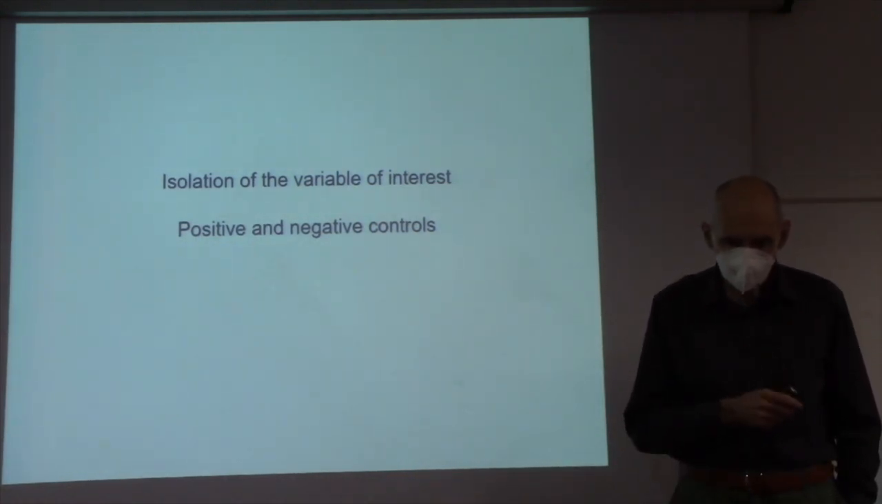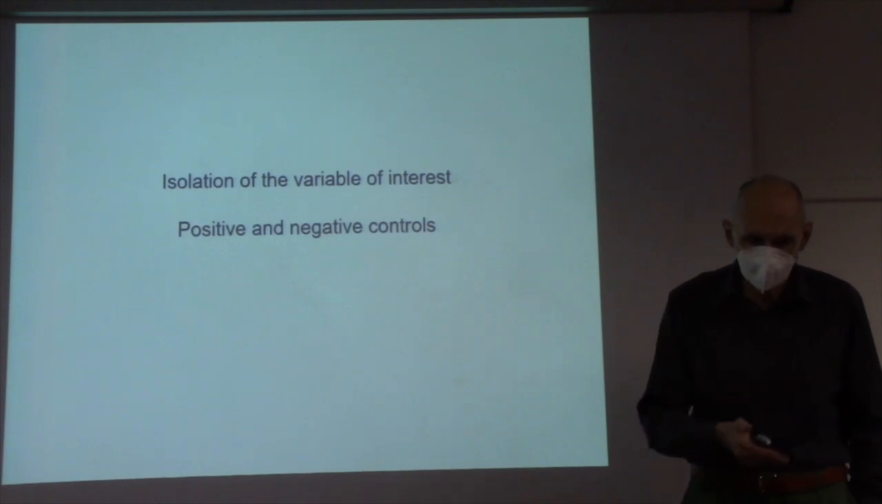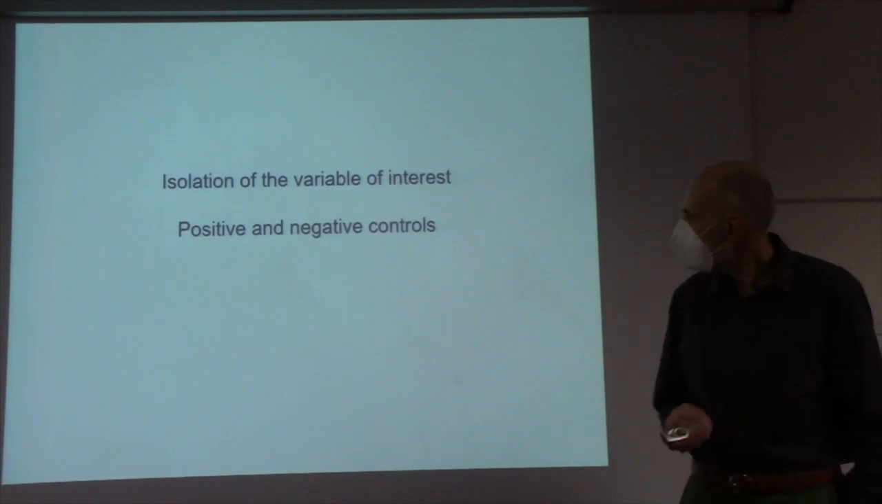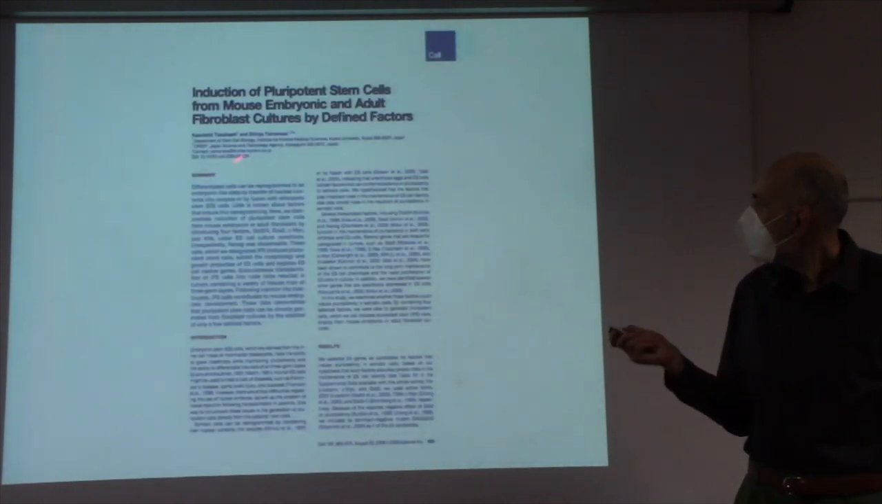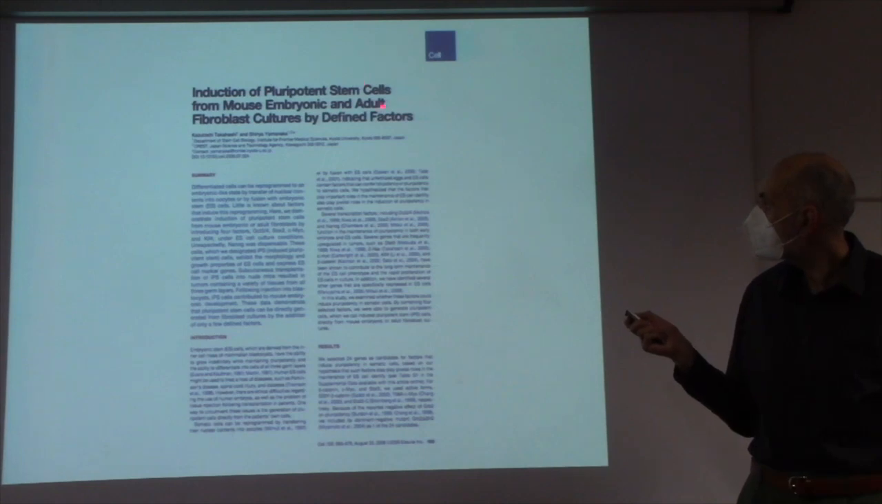So these topics will be illustrated by the examples we are going to go through. So let's see what the paper is. The title is Induction of Pluripotent Stem Cells from Mouse Embryonic and Adult Fibroblast Cultures by Defined Factors.